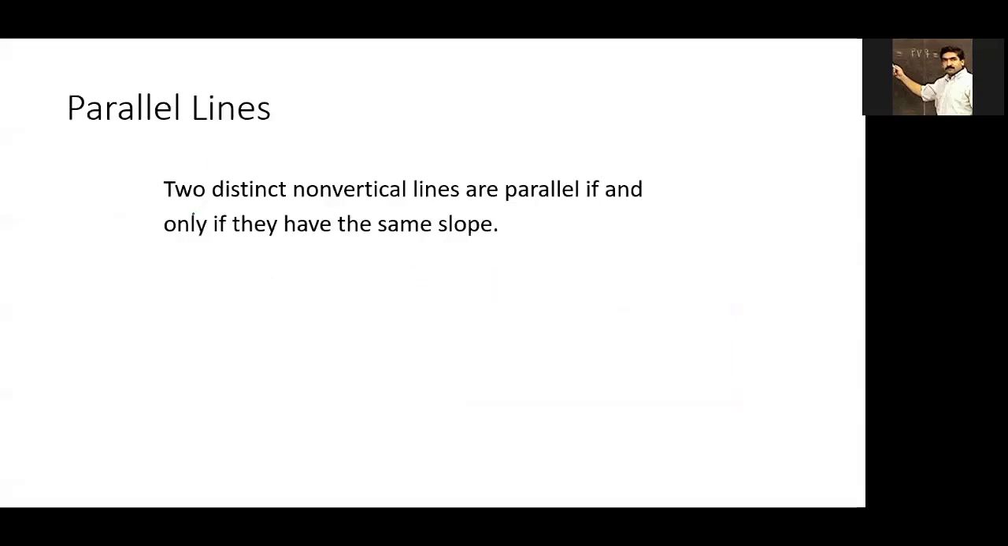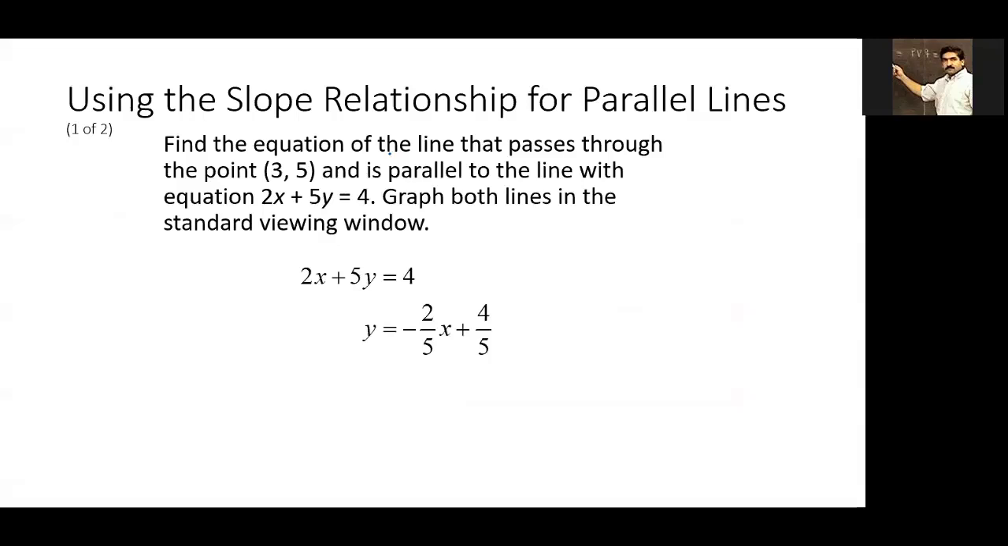Parallel lines. If you have 2 lines that are parallel, the slope would be exactly the same. Using the slope relationship for parallel lines, I'm going to find the equation of the line that passes through the point (3, 5). So we know 1 point, and we don't know the slope, but it says it's parallel to the reference line. This is my reference line. My line is parallel to this. If I find the slope of this line, the slope of my line would be exactly the same because they're parallel.